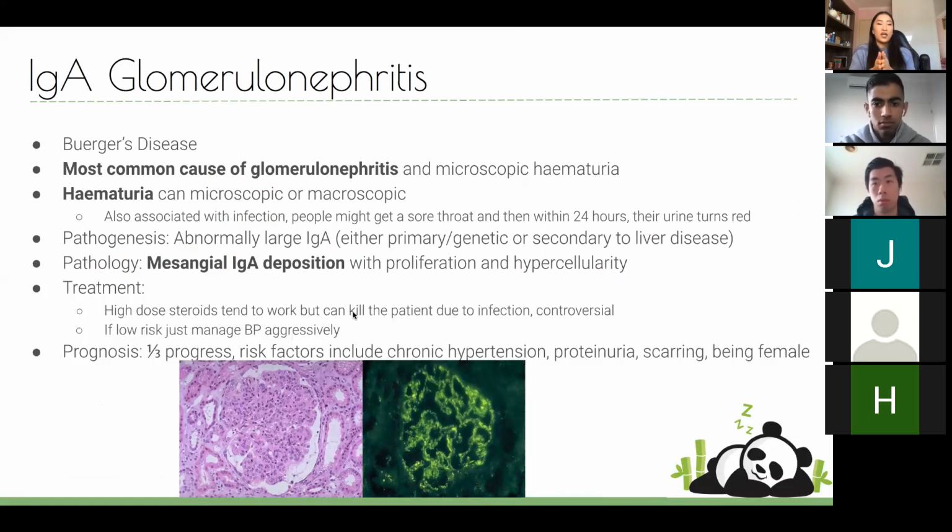You're trying to balance the line between suppressing a person enough to stop the glomerulonephritis, but also not suppressing the immune system too much to where you kill them from infection. So if someone is low risk and it seems like they're not progressing much, then you would just aggressively manage blood pressure.